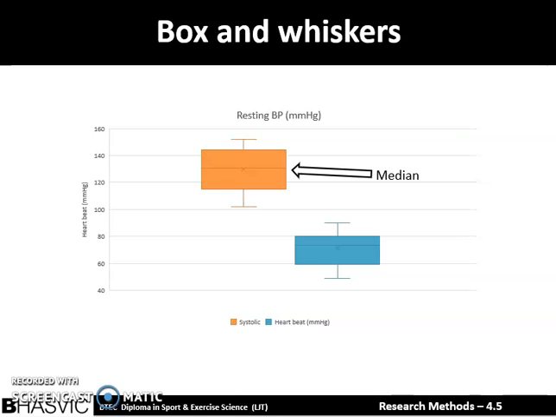So this is where the median is. And then, as you can see here, this is the upper quartile and the lower quartile. In my example, for systolic blood pressure, which is the orange graph, the median was 130. The upper quartile for diastolic blood pressure was 80, and the lower quartile for diastolic blood pressure as well was 59.